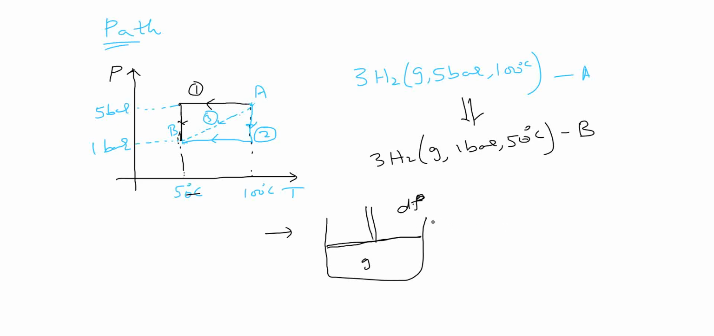Now, in case a significantly high amount of pressure is suddenly applied on this piston, then it will be an irreversible path, and that process is an irreversible process, where the system cannot return to its original state without a net change.